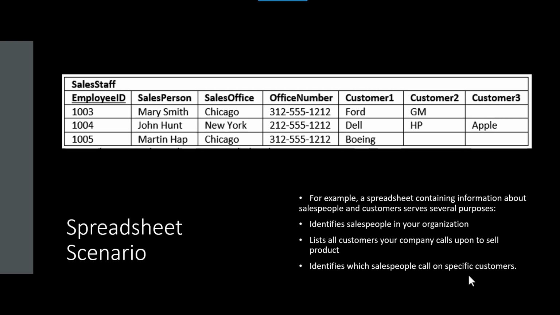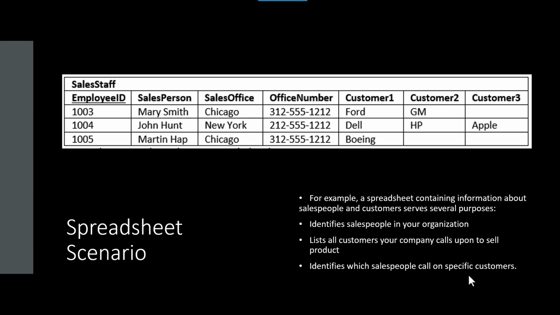And we're going to look at that by using the spreadsheet scenario here. So we have a spreadsheet that contains information about salespeople and customers, and it serves several purposes. So there's lots of topics here, right? It's identifying salespeople in the organization. It lists customers in the company that call upon people to sell a product, and it also identifies salespeople that call on specific customers.